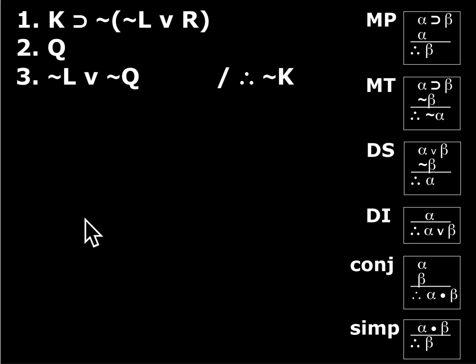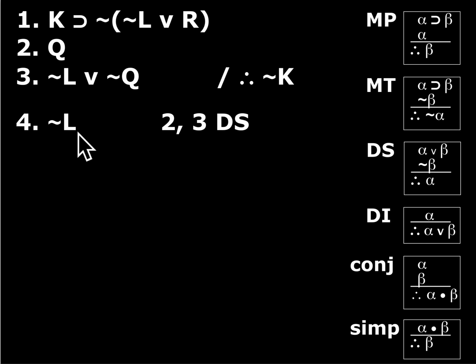If you're actually doing this on paper with a pencil, you can use another sheet or some scratch paper to work backwards, or if you want to erase, you can do that as well. But I know what I'm going to do. Now I'm just going back in real time forward, DS on lines 2 and 3 to get not L. I have a disjunction, negation of the second disjunct, so I derive the first disjunct.